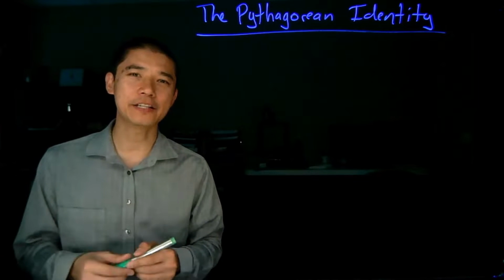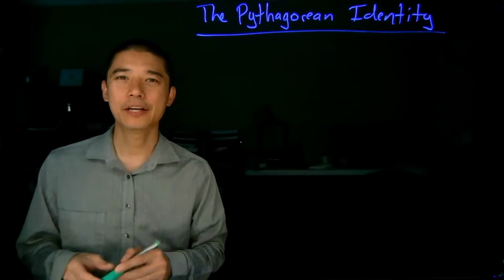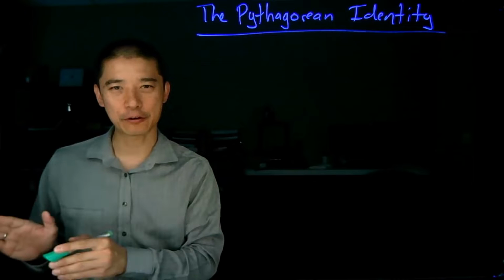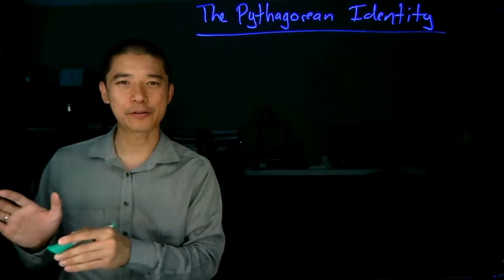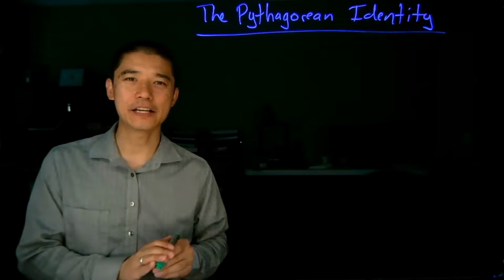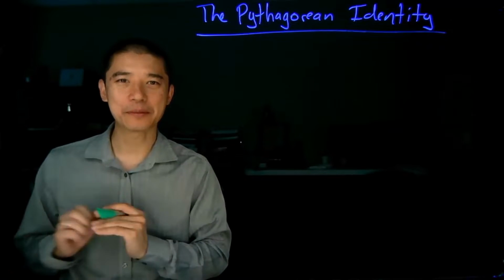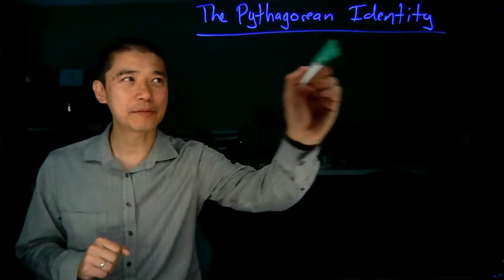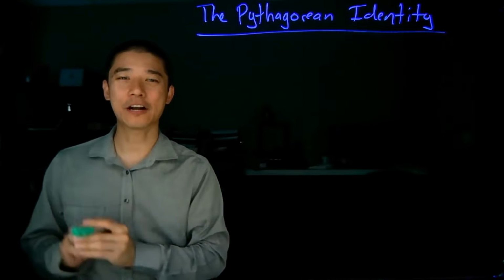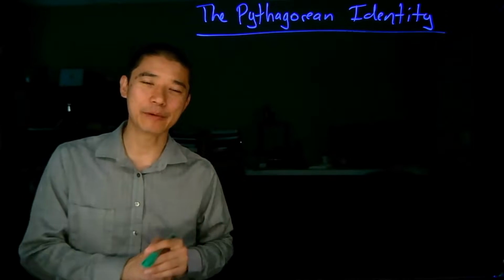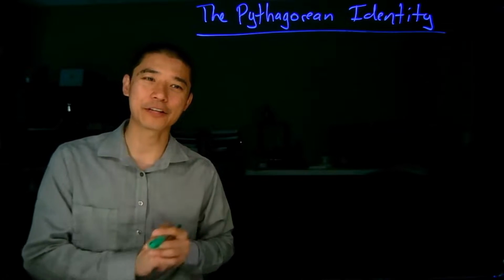The Pythagorean identity is an important identity in trigonometry. It should not be confused with the Pythagorean theorem. The Pythagorean theorem is about right triangles, and the Pythagorean identity is about the sine and cosine functions. Now they are related, but they are not the same thing. So if you're asked to state the Pythagorean identity, you should not be talking about the Pythagorean theorem. You should be talking about the Pythagorean identity, which is the sine and cosine functions.